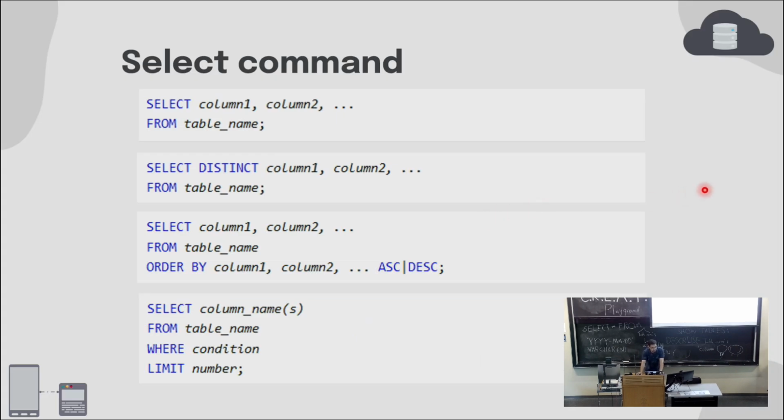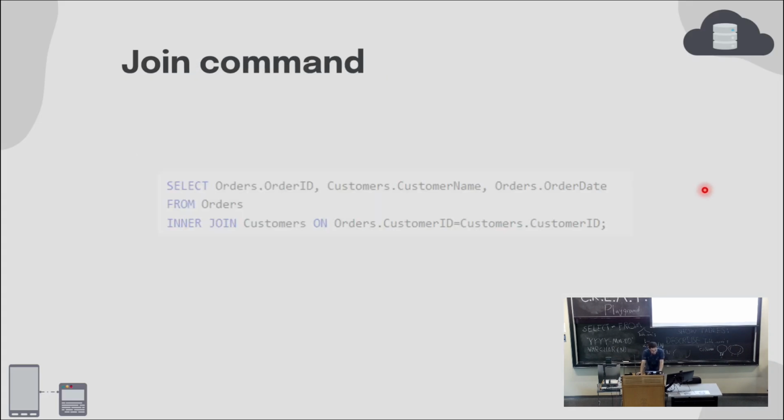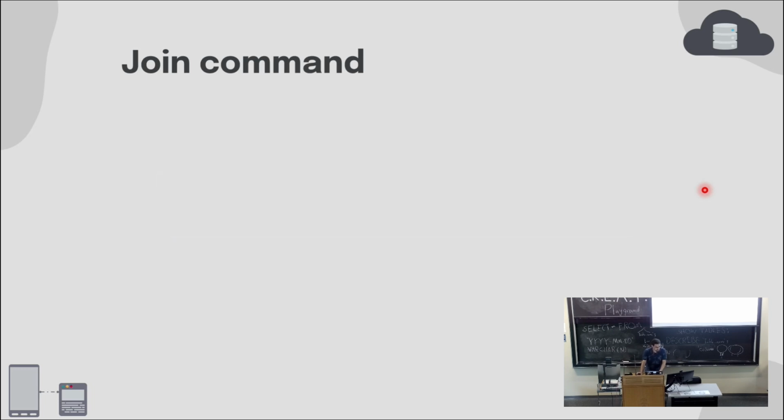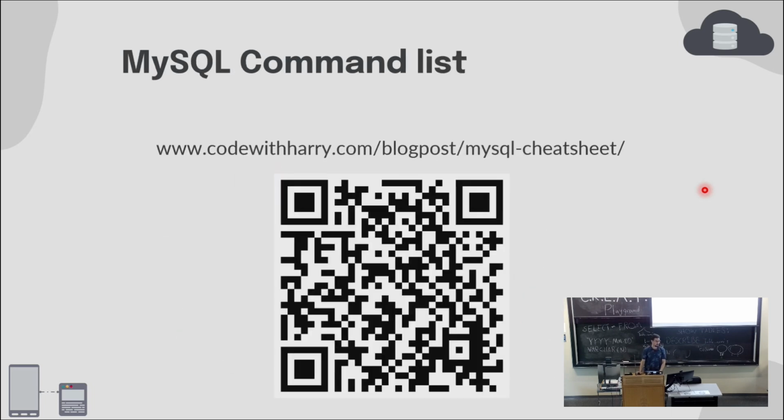Now we have all of these tools. I'm not going to go over the join command. This is your cheat sheet. You can either go to this QR code or the URL. They're the same thing. But from now, we're doing tasks.